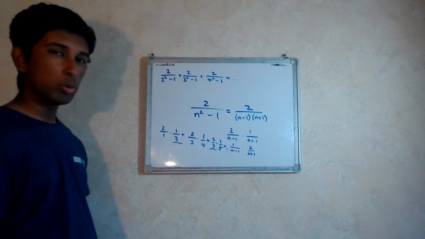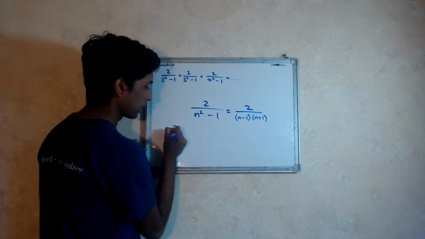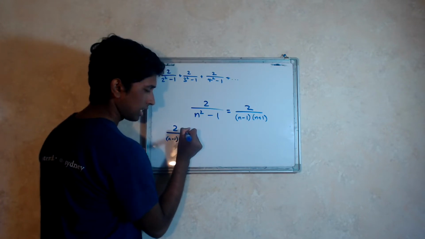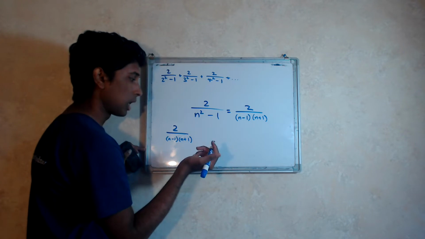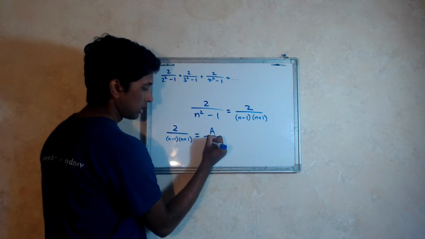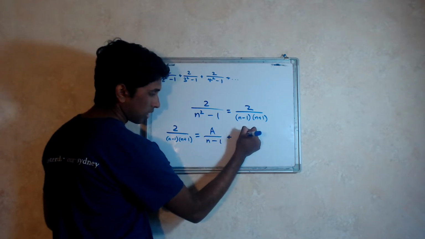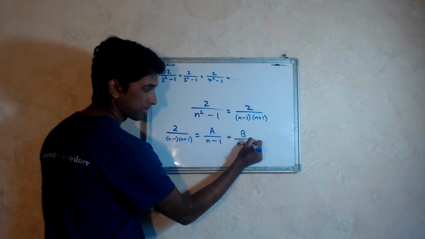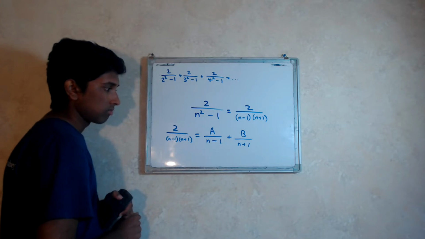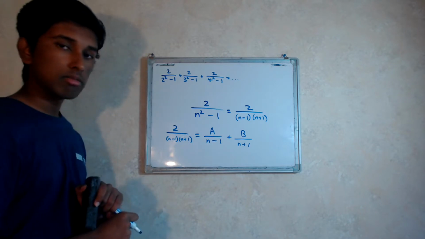So, you know what would be nice? If only we could write 2 over n minus 1 times n plus 1 as some sum of fractions. Like maybe some number a divided by n minus 1 plus some number b divided by n plus 1. That would be really nice. The only problem here is finding a and b, but actually we might be able to do that.